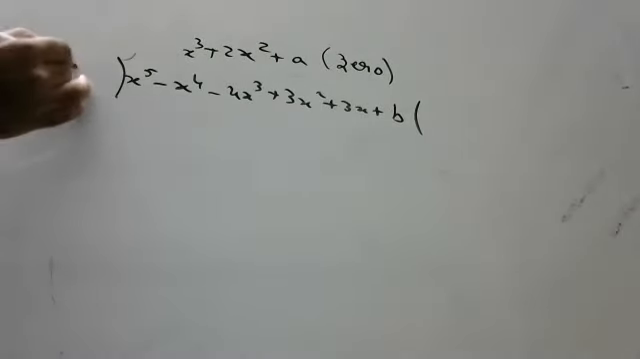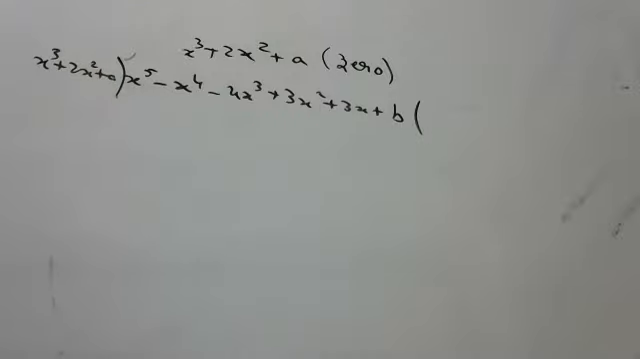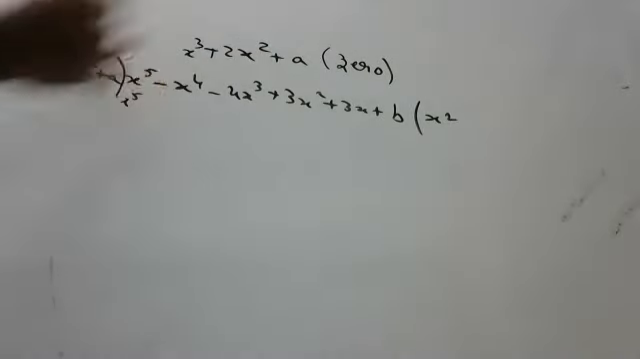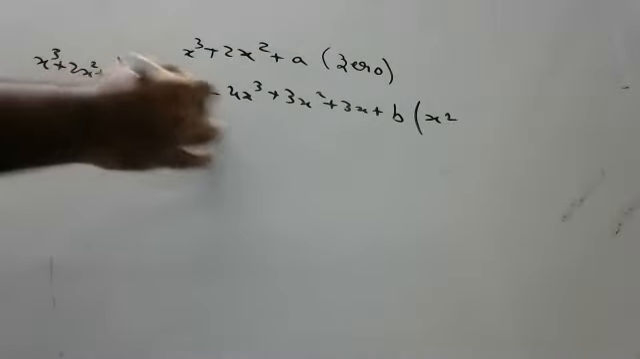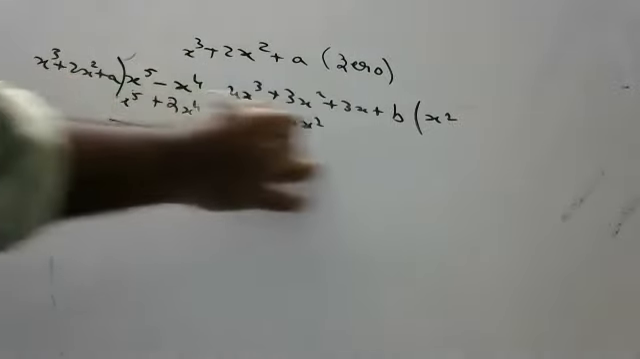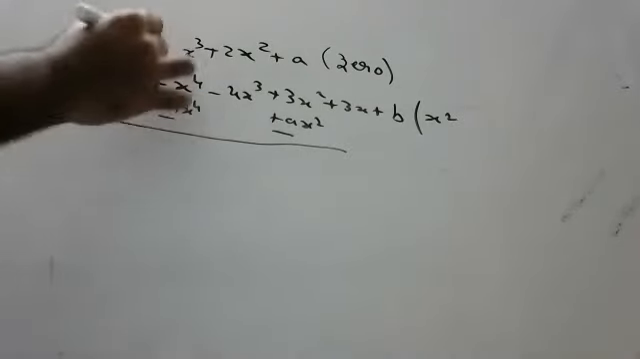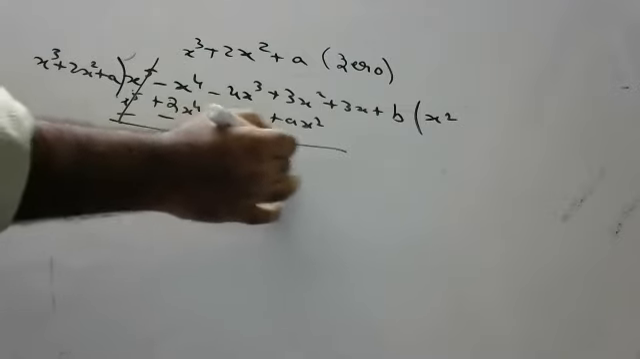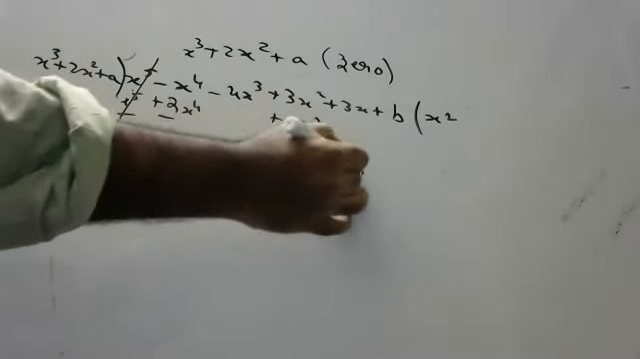I'm dividing by x cube plus 2x square plus a. Okay, so x^5 by x cube is x square, children. X square into x cube is x^5. X square into 2x square is plus 2x^4, and x square into a is plus ax square. Minus, minus, minus, gone. Minus 3x^4 minus 4x cube plus 3x square minus ax square.